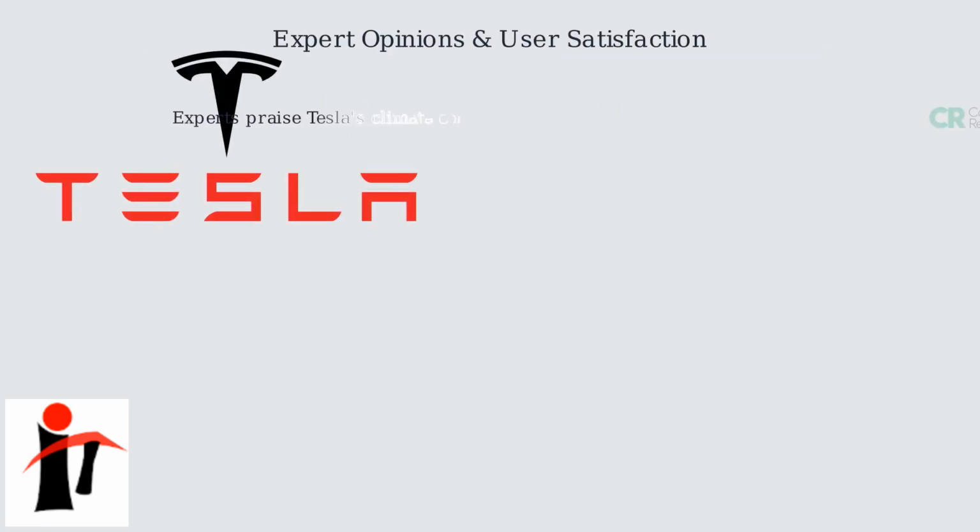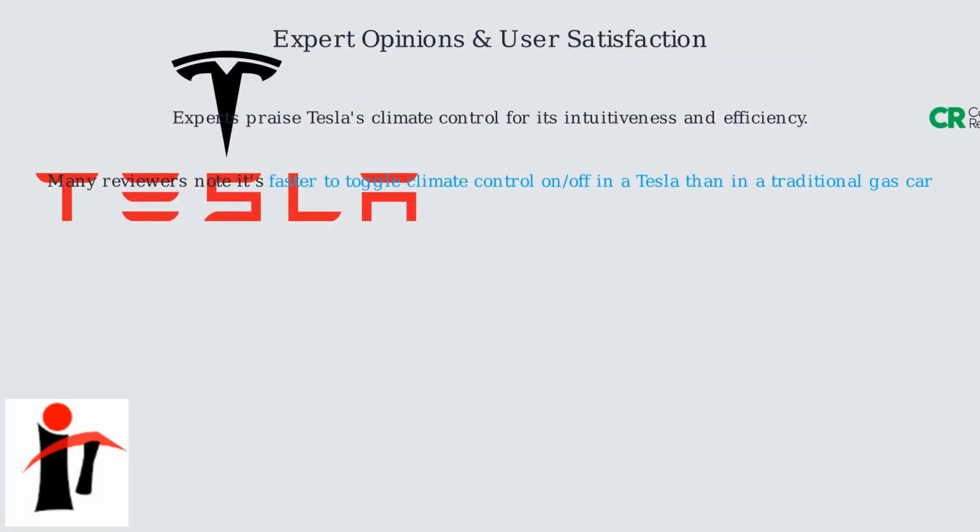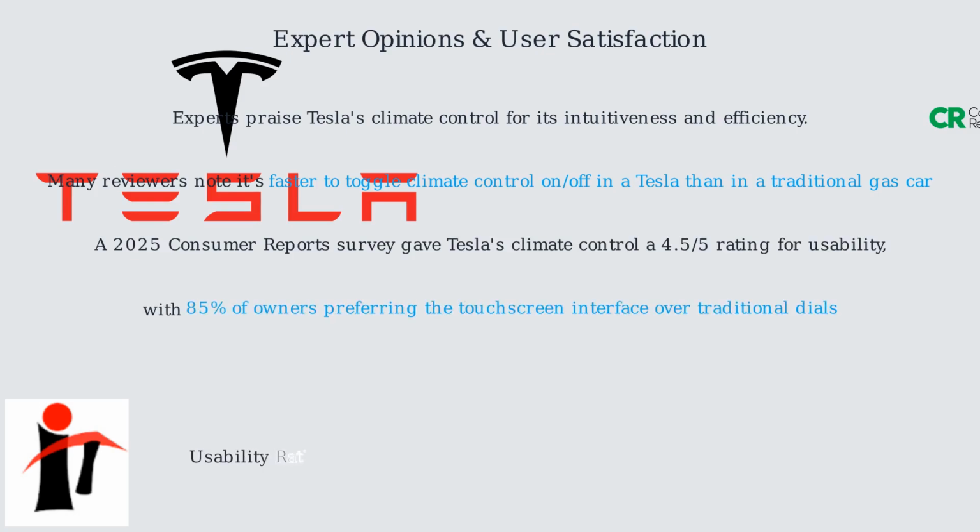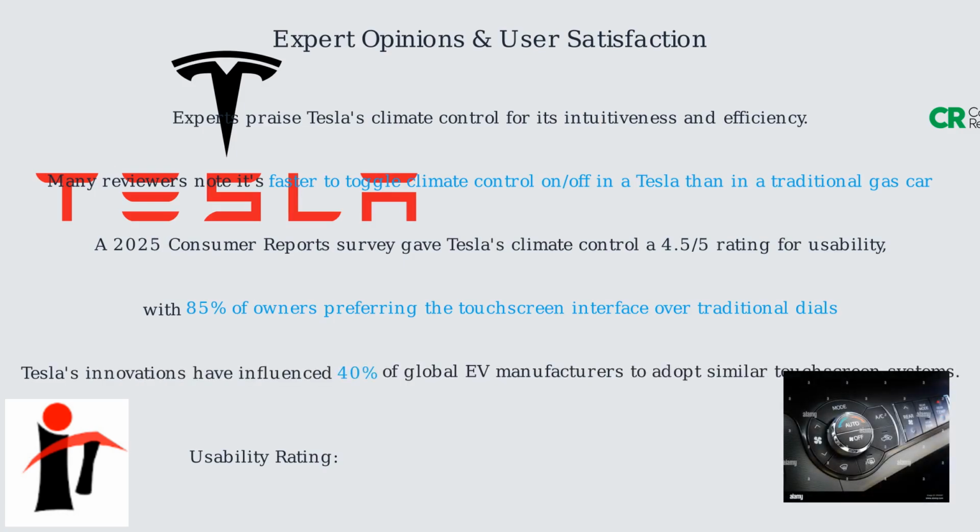Experts praise Tesla's climate control for its intuitiveness and efficiency. Many reviewers note it's faster to toggle climate control on-off in a Tesla than in a traditional gas car. A 2025 Consumer Reports survey gave Tesla's climate control a 4.55 rating for usability, with 85% of owners preferring the touchscreen interface over traditional dials. Tesla's innovations have influenced 40% of global EV manufacturers to adopt similar touchscreen systems.